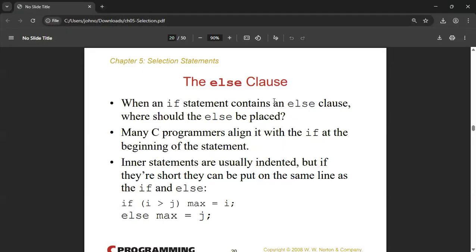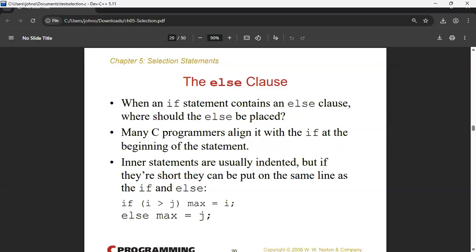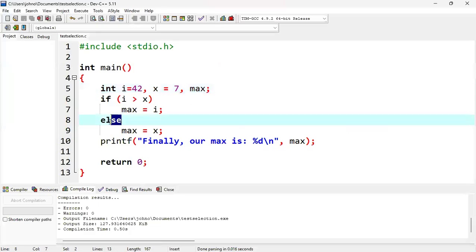When an if statement contains an else, where should the else be placed? Many C programmers align it with the if at the beginning of the statement. Inner statements are usually indented, but if they are short, they can be put on the same line as the if and the else statement. Okay, here is what it's saying: where do we put this else?